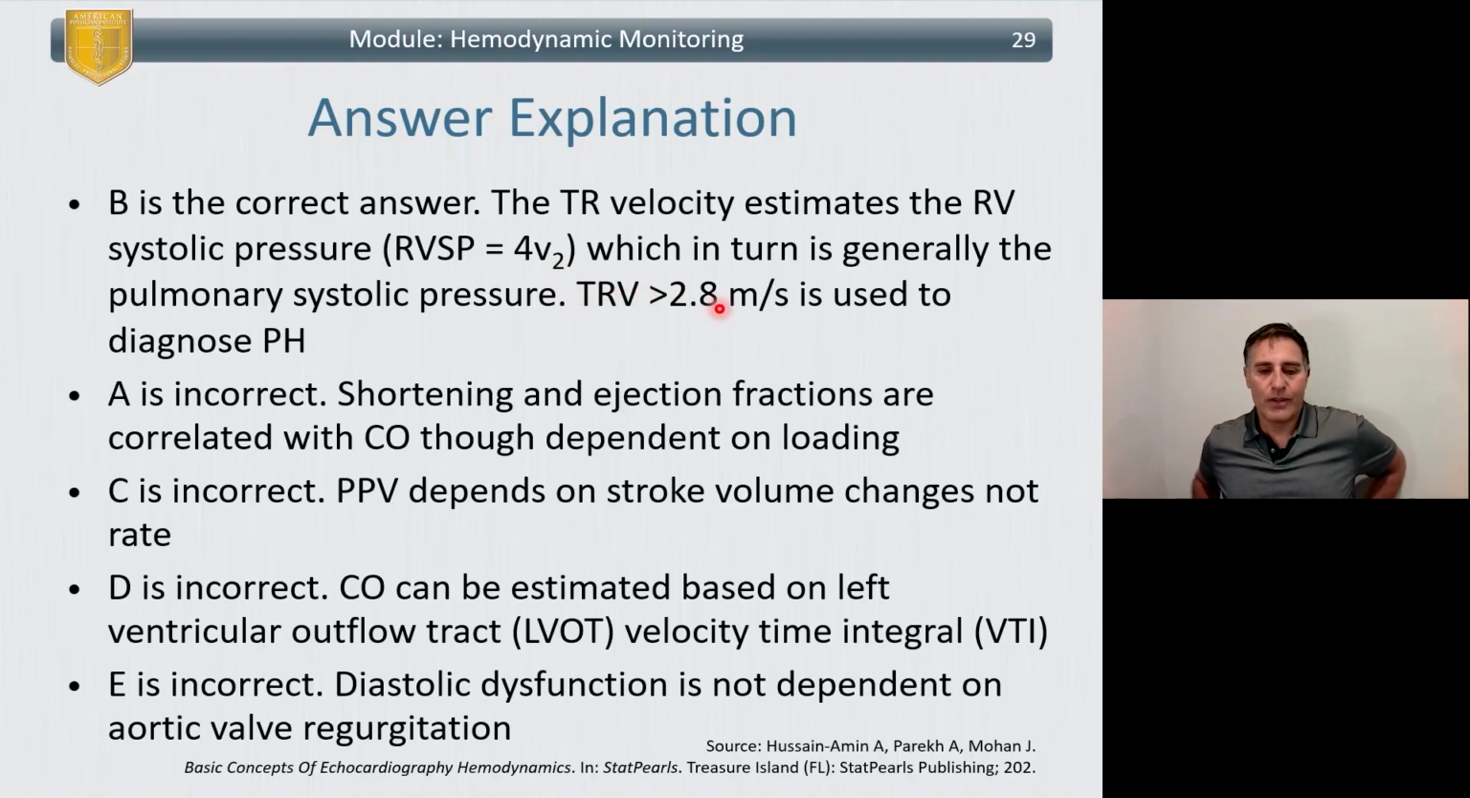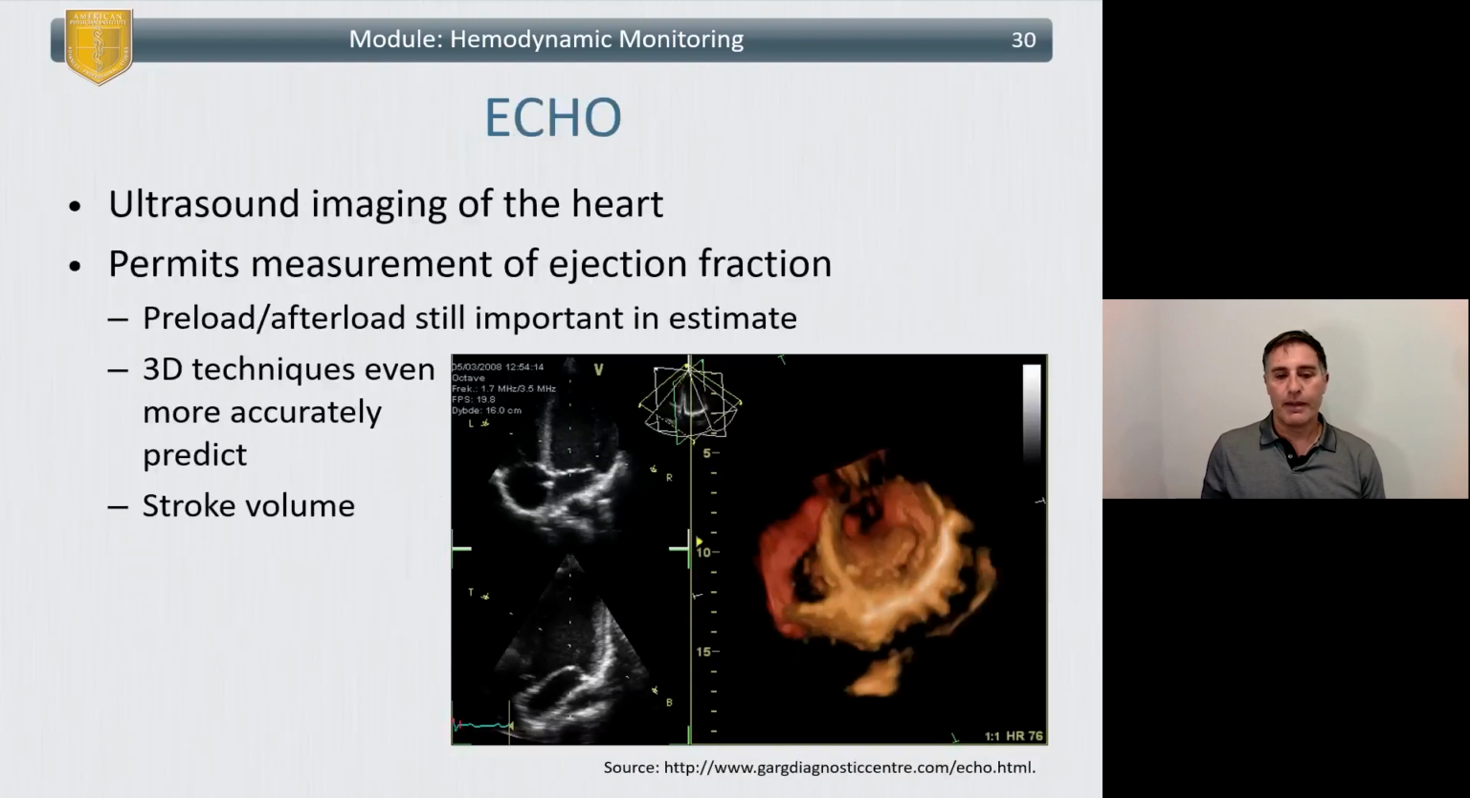And so the other ones are just all incorrect, but they're kind of hinting at other things that can be done by echo. So shortening and ejection fractions are roughly correlated to cardiac output, although they're very load dependent parameters, so you need to be careful about that. If a ventricle is underloaded, it's going to tend to look like the EF and shortening fraction are better than really the heart function is. In the case of cardiac output, the best measure is what's called the LVOT velocity time integral, and I'm going to touch on that a little bit later.